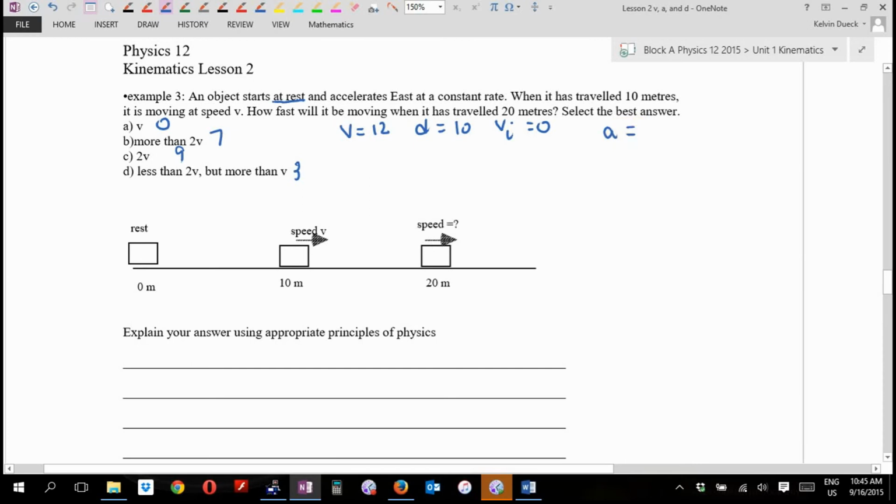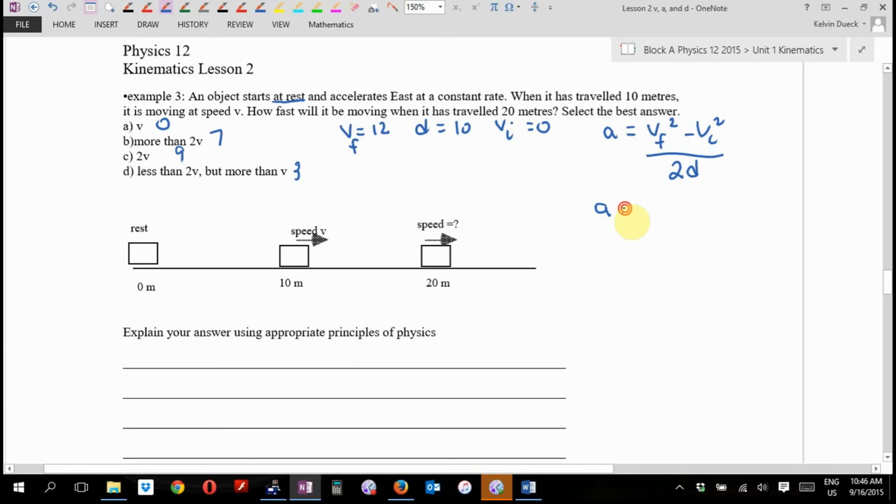A equals, what equation has a VF, a VI, a D, and the squared one? Can you get the A by itself? VF squared minus VI squared, yeah? All over 2D. Because if I can figure out A, then I can just crunch this and convince myself. Also, by looking at the equation, I may even already be able to see how everything's going to relate together.